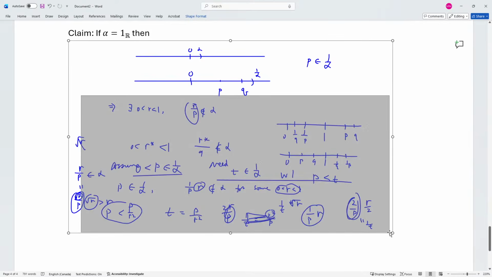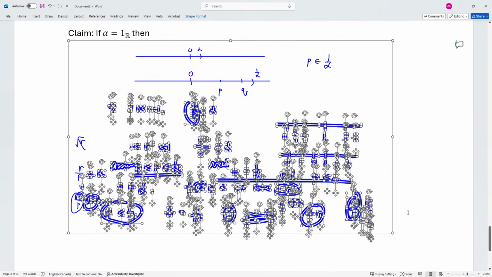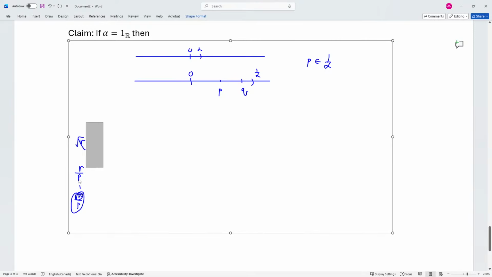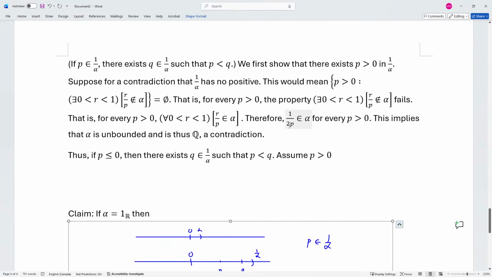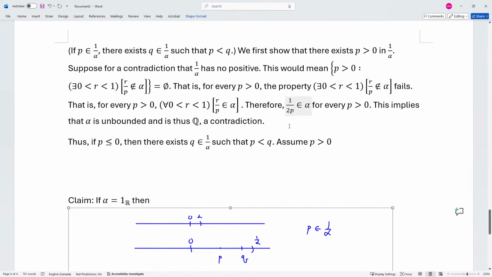Okay, sorry, remind me again what we're trying to prove. Okay, we absolutely need to do that because I'm on the brink of confusion as well. What we're trying to prove is as follows. Here we assume p is greater than 0. We wish to show that there exists a q that is in 1 over alpha and is greater than p. So basically, p is a positive element in 1 over alpha and p is not the greatest element.